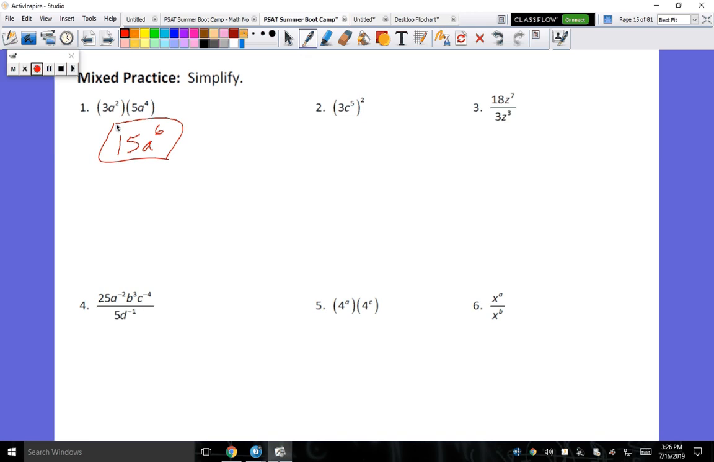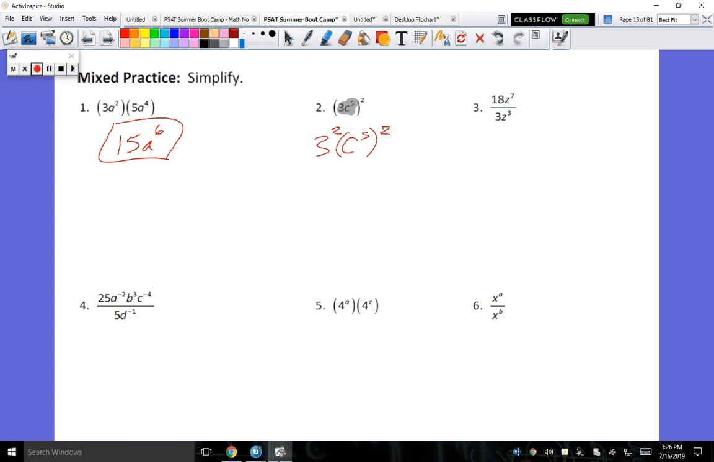3c to the 5th quantity raised to the 2nd. My question to you before you answer this is, how many terms do you see in parentheses? Some people say 2. Some people say 1. The correct answer is 1, because terms are separated with addition and subtraction signs. And this is a huge, common, simple error that people make in this regard. The 2 will be applied to all the pieces of the one term, like this.